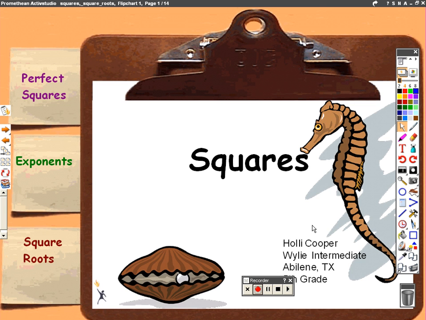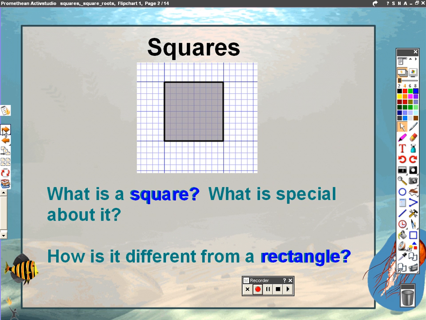We're talking about squares and square roots today. Here we go. What's a square? Well, a square is a special shape because all of its sides are equal. And that's what keeps it different from a rectangle. Now, a square can be a rectangle, but a rectangle isn't necessarily a square.